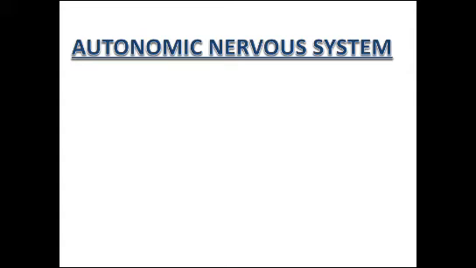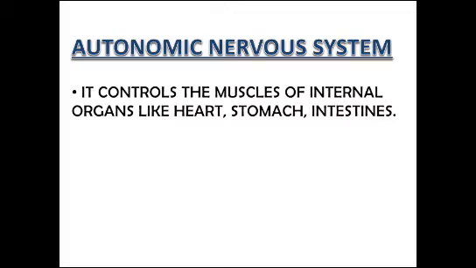Now, let's start with the autonomic nervous system. The autonomic nervous system controls the muscles of internal organs like the heart, stomach and intestines. I have already told you that it is controlling the involuntary functions. So the heart beating or the peristalsis movement in the intestine is not under our control. So all these functions are covered under the autonomic nervous system.